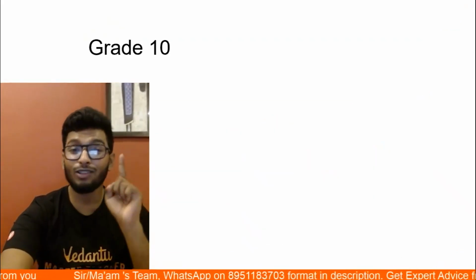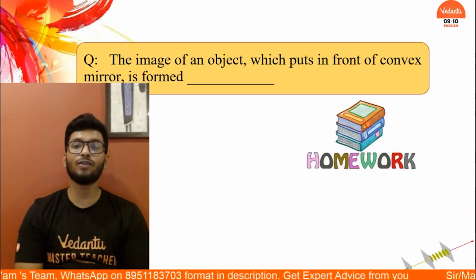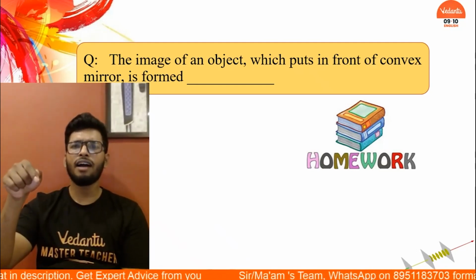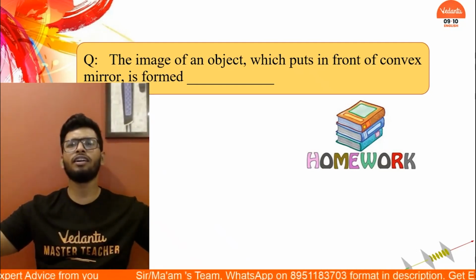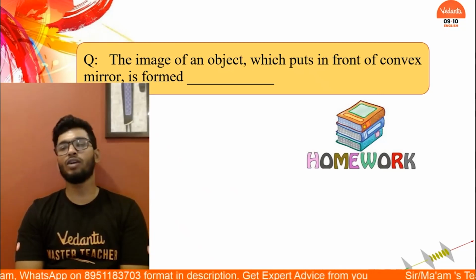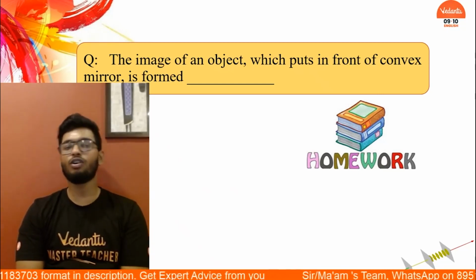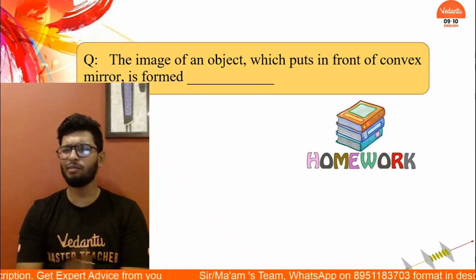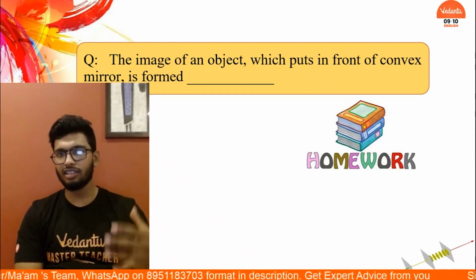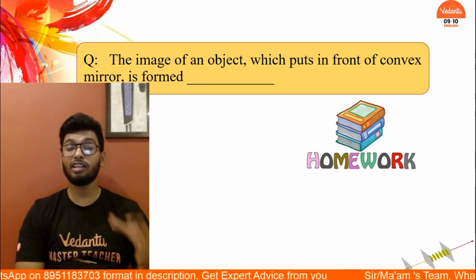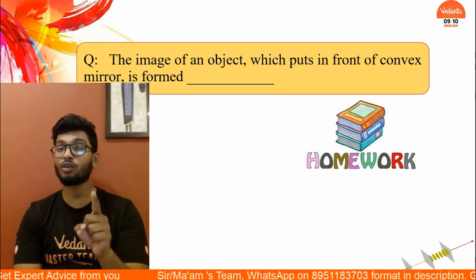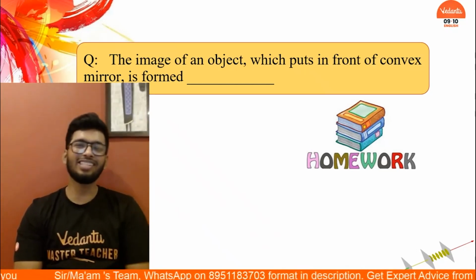We're not done yet, because I also have a homework question for you people. This is your homework question. Let me know in the comment section, and those students who put it down the fastest will have their name spread to the world through the channel in the next one. The question is, the image of an object which is put in front of a convex mirror is formed at dash. Very simple question. You know the answer. Where is the image formed? Put it in the comment section. Let me see how many of you can get this right.